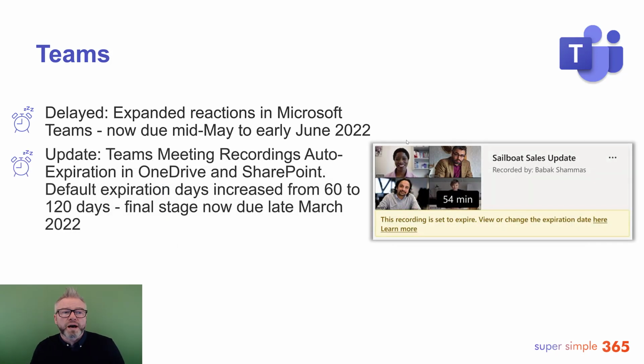Now, next up, we have an update to the Teams meetings recording auto expiration feature in SharePoint and OneDrive. Now, let's talk about what this means. If you have a regular meeting and you record it, it will get saved to your OneDrive, the person clicking record. If it's a channel meeting, then it gets recorded to the files area, so SharePoint that relates to that channel where that meeting is.